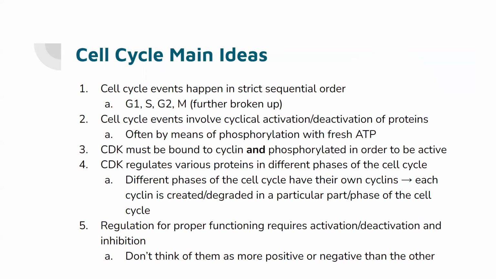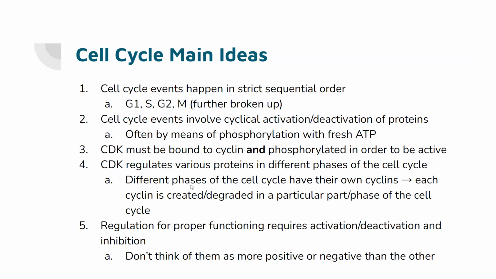The cell cycle involves the cyclical activation and deactivation of proteins, a lot of times specifically with CDK cyclins. And for all of these, CDK for each stage has to be bound to cyclin, and it has to be phosphorylated in order to be active. And sometimes it also has to not be deactivated by another phosphate, like in G2 with WEE1.